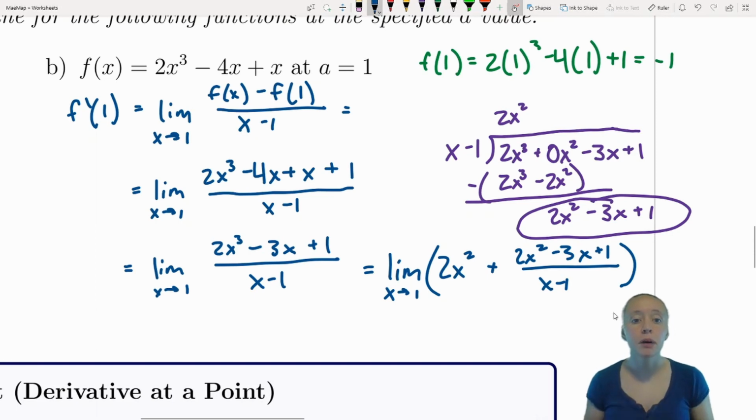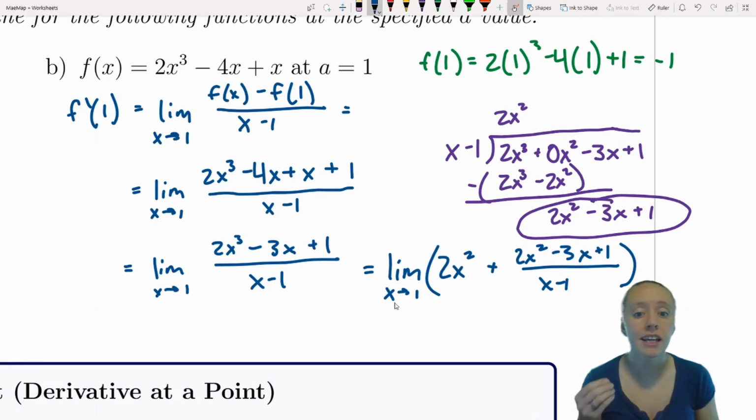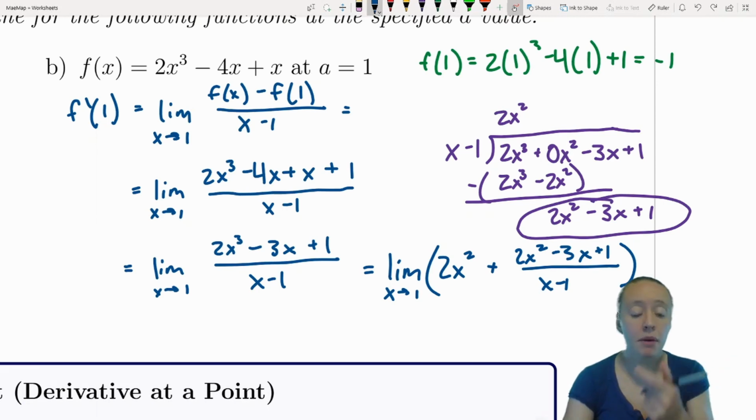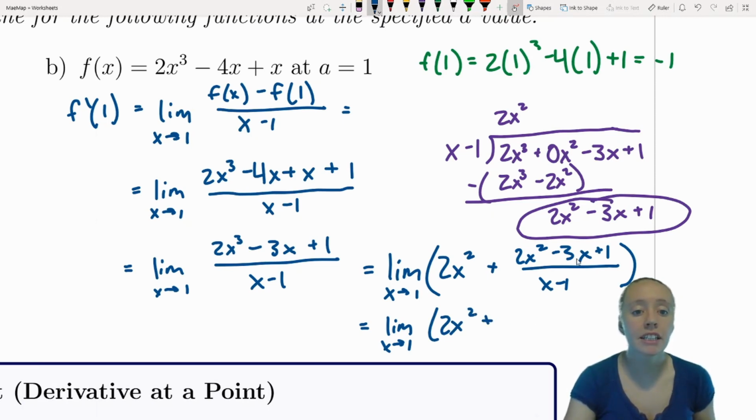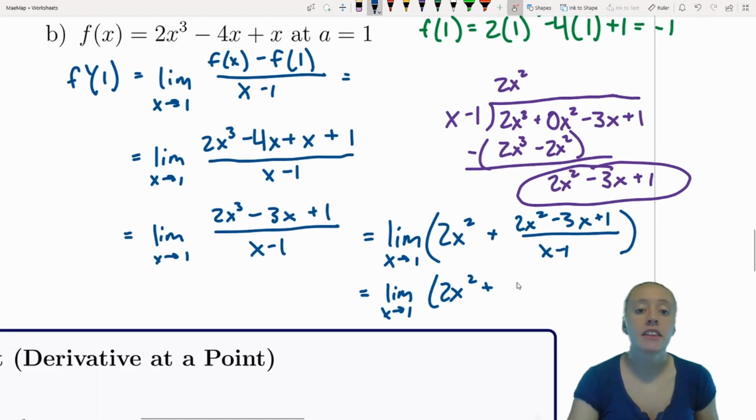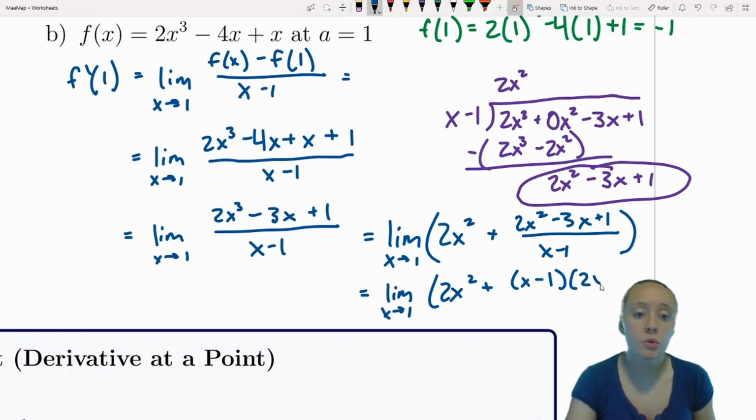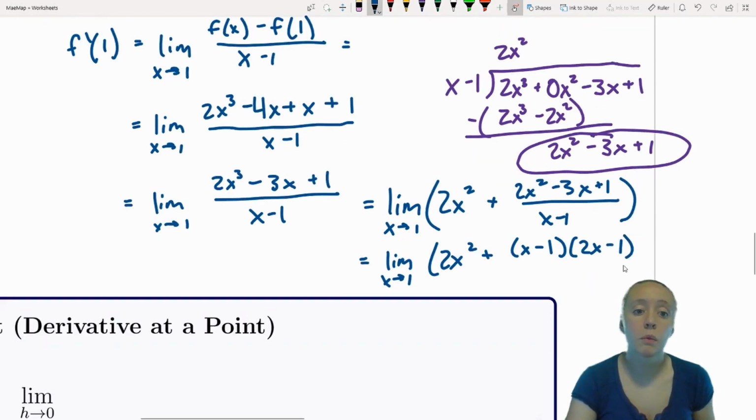And it may look messier, but my goal is to get this denominator to cancel out because I can't plug in a value of 1. I can plug in a value of 1 for that, sure, but I can't plug in a value of 1 for my denominator. So now I'm going to factor that new fraction I created. So this is going to be the limit as x approaches 1 of 2x squared plus, factoring that numerator, 2x squared minus 3x plus 1 is going to be x minus 1 times 2x minus 1, and that's all over x minus 1.